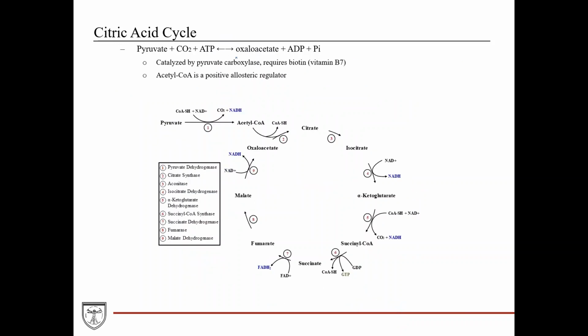So first, for replenishing oxaloacetate, you can take pyruvate and combine it with CO2 and ATP. This is catalyzed by pyruvate carboxylase, and this enzyme requires biotin, also known as vitamin B7. Acetyl-CoA is a positive allosteric regulator. So if you have a buildup of this, you're able to convert this if you add in CO2 and ATP. This would be pyruvate carboxylase. So if you have a buildup of this, it stimulates this conversion to help you replenish oxaloacetate, which then can combine with acetyl-CoA to form citrate and get the cycle started.